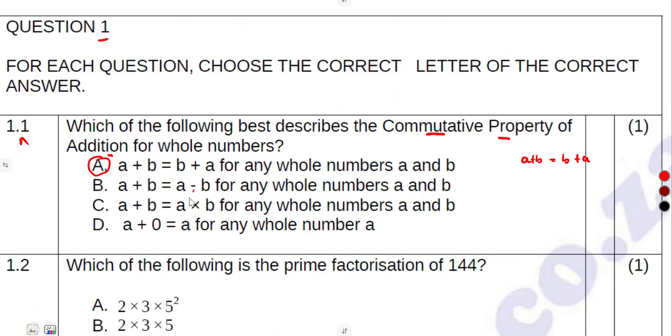We do not have subtraction. A plus B is equal to this. This one does not exist. A plus 0 is equal to A. This is the property of 0, the 0 property. So the best answer was going to be A.